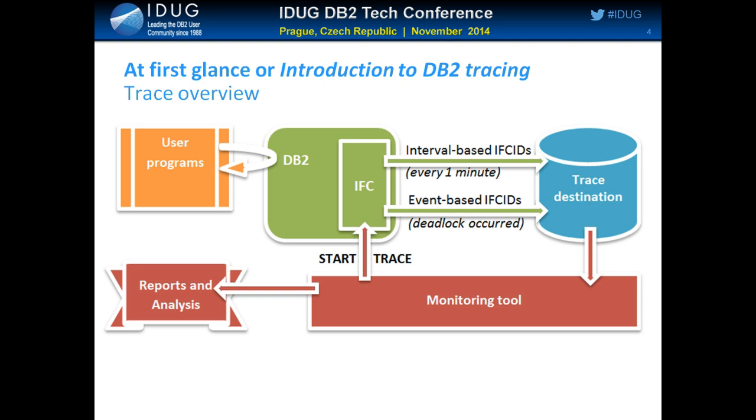And two things to remember from this slide. There are two types of traces that you may get. Either when something happens asynchronously, it means some event happened. For example, deadlock, you get a record. Or it could be interval-based. So just status of the system, every minute you get information and you have it in the destination. And at the destination, you may have some monitoring tool. I believe that everybody right now has some kind of monitoring tool. And that monitoring tool gets the data and builds the reports for you. Very simple.